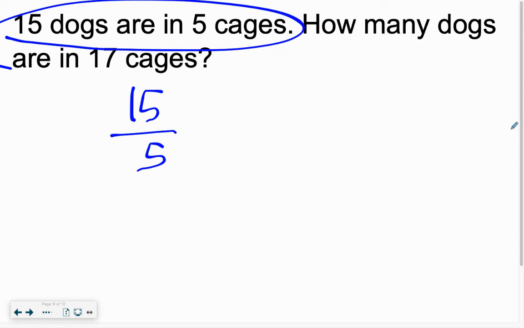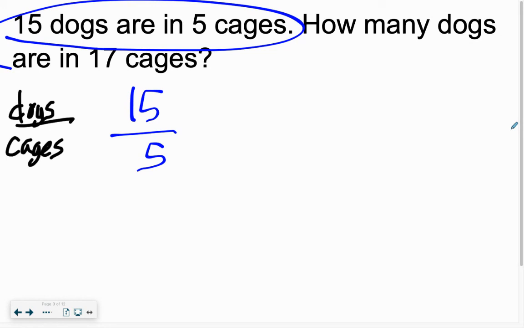You are welcome to write the labels off to the left if you'd like to remember that the 15 stands for dogs and the 5 stands for cages. Don't be concerned about it. Perhaps we're talking about a kennel or a dog hotel, wherever you put the dogs when you go on vacation, and they have really big cages. Just focus on the numbers here.